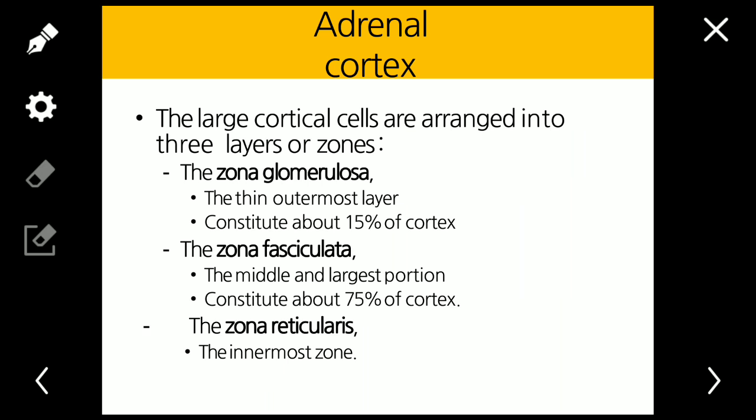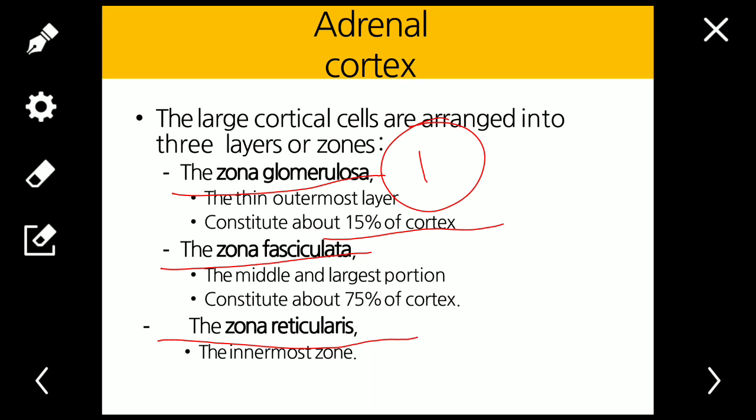So the adrenal cortex, the large cortical cells are arranged into three layers. One is called zona glomerulosa, which is the thin outermost layer, constituting 15% of the cortex. Zona fasciculata, the midline largest portion, constitutes about 75% of the cortex, and zona reticularis, the innermost zone. So glomerulosa, fasciculata and reticularis.